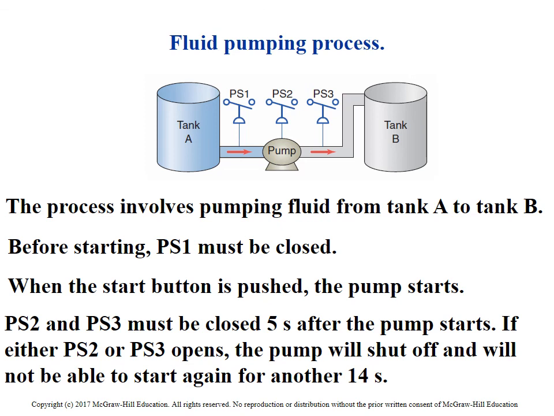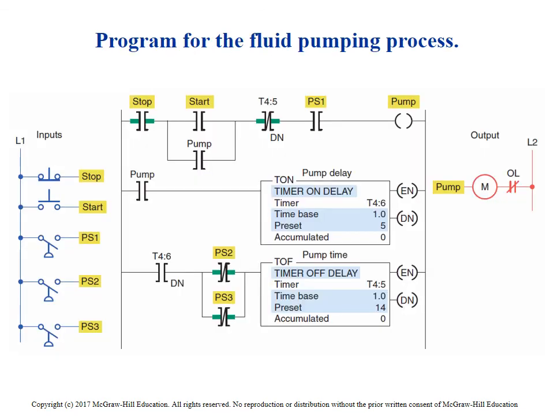So here they're trying to show us an example of pumping fluid from tank A to tank B. PS1 must be closed. And then, okay, so here we've got an example of this. So we got the start, the stop, and the pressure switch here. So to turn on the pump, the pump has to be on for 5 seconds before we turn on the off delay. Let's take a look and see how that works.